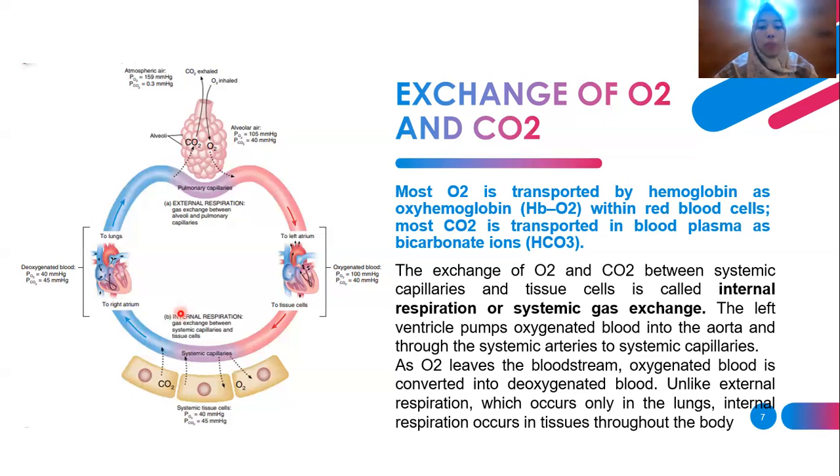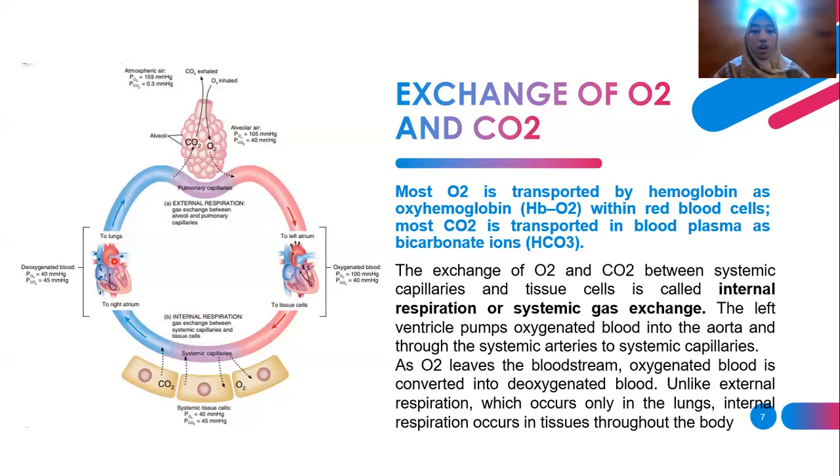The number of capillaries near alveoli in the lungs is very large, and blood flows slowly enough through these capillaries that it picks up a maximal amount of oxygen. So most oxygen is transported by hemoglobin as oxyhemoglobin, that is, hemoglobin bound to oxygen within the red blood cells. Most carbon dioxide is transported in blood plasma as bicarbonate ions.